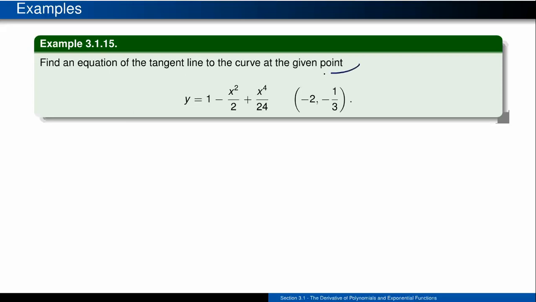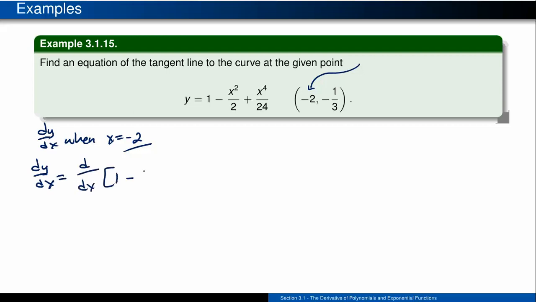My x point in question is going to be -2 this time, so I actually need to find the derivative of this thing at -2. That is, I want to find dy dx when x is equal to -2. To do that, I actually have to go ahead and differentiate this thing, finding out that dy dx is going to be the derivative of that giant expression, which is 1 minus x squared over 2 plus x to the fourth over 24.